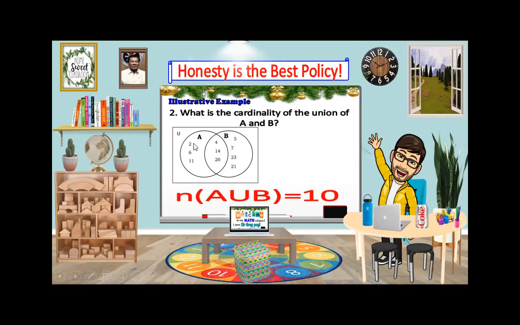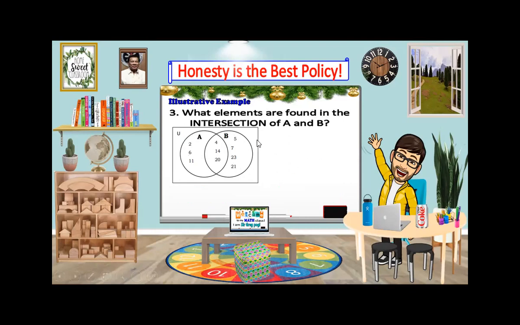Kasi bibilangin lang natin lahat ng numbers: 2, 6, 11, 14, 4, 20, 5, 7, 23, 21, sila lahat. Pag binilang mo ay 10 lahat. Kaya ang cardinality ay 10. So the total number of elements is 10. Ganun lang ang cardinality. Okay? So let's proceed.